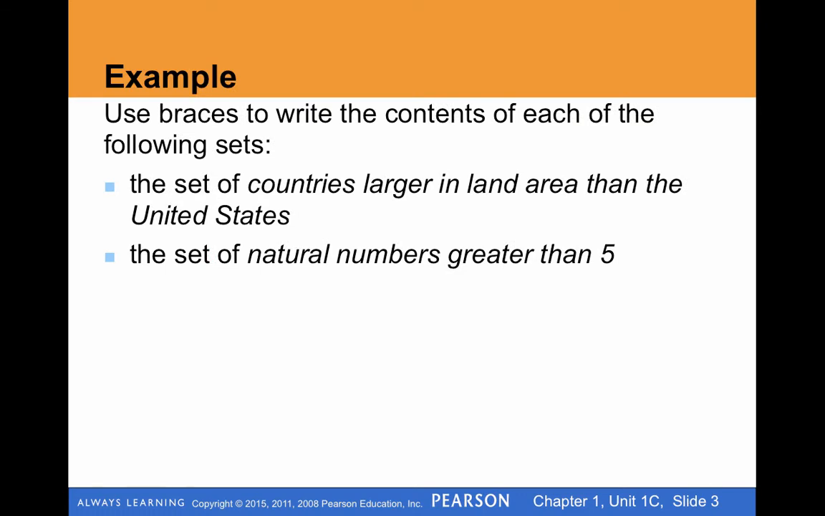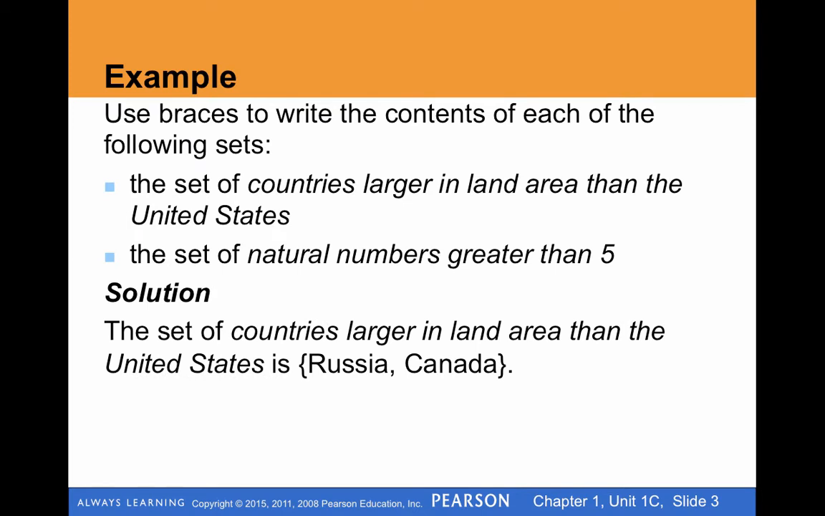So let's just look at a couple examples of sets. The first set is the set of countries larger in land area than the United States. There happen to be two countries that are larger in land area than the United States: Russia and Canada. So we list it in brackets, Russia first, Canada second. It could have been Canada first by alphabetical order.